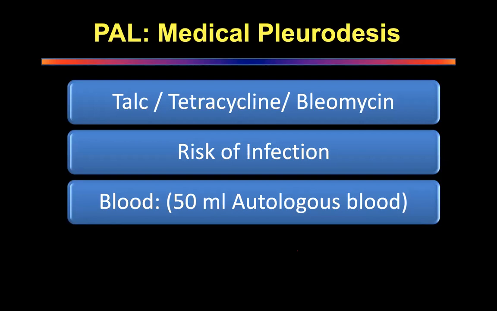Still, I know of some surgeons who use about 50 ml of patient's own blood, autologous blood. But again, the worry is risk of infection. But blood is an excellent tool for causing pleurodesis.